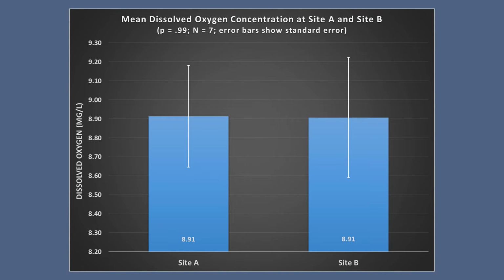Here's my first graph of dissolved oxygen. The y-axis shows dissolved oxygen, and the x-axis shows both sites. These values actually turned out to be the exact same, and the p-value of 0.99 indicates that these results are statistically not different.